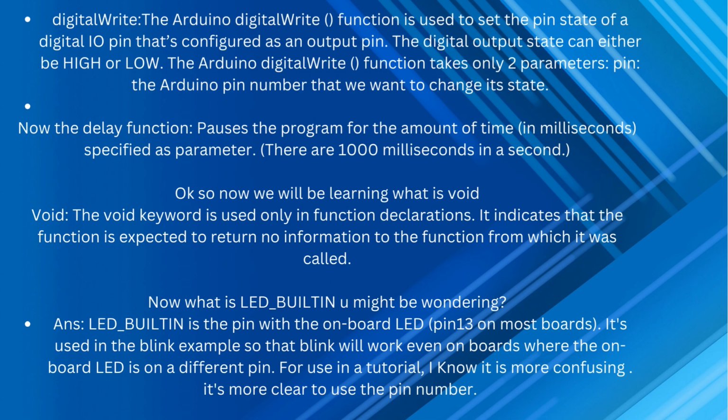Digital write. The Arduino digitalWrite function is used to set the pin state of a digital I/O pin that's configured as an output pin. The digital output state can either be high or low. The Arduino digitalWrite function takes only 2 parameters. Pin, the Arduino pin number that we want to change the state of. Now, the delay function pauses the program for the amount of time, in milliseconds, specified as a parameter. There are 1000 milliseconds in a second.